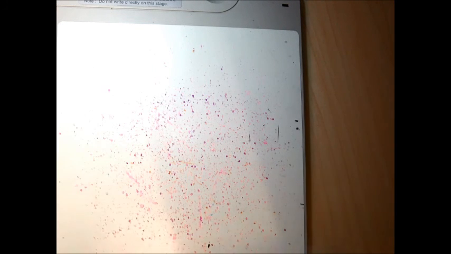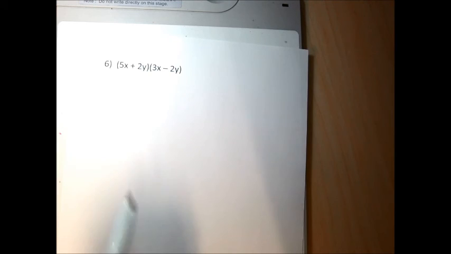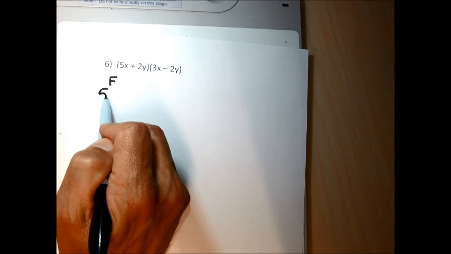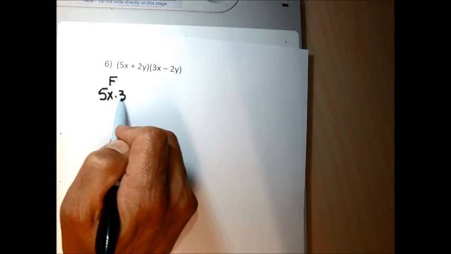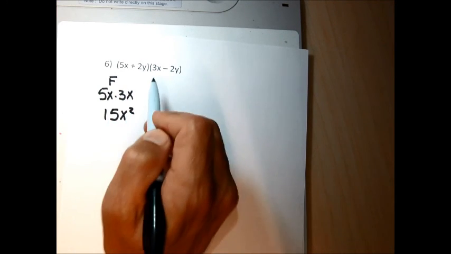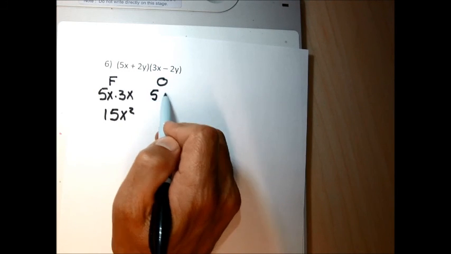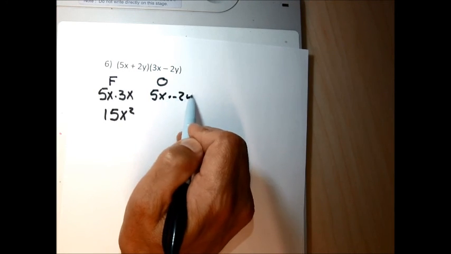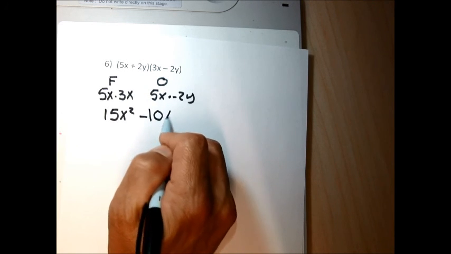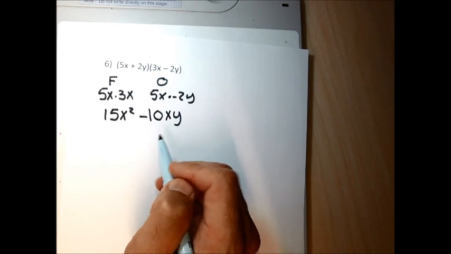All right, problem 6, another foiling problem. A little bit harder because of multiple letters. So firsts are 5x times 3x. That's a 15x squared. Outers are 5x times minus 2y. I multiply the 5 and the minus 2 and get a minus 10, and I leave the x and the y next to each other.